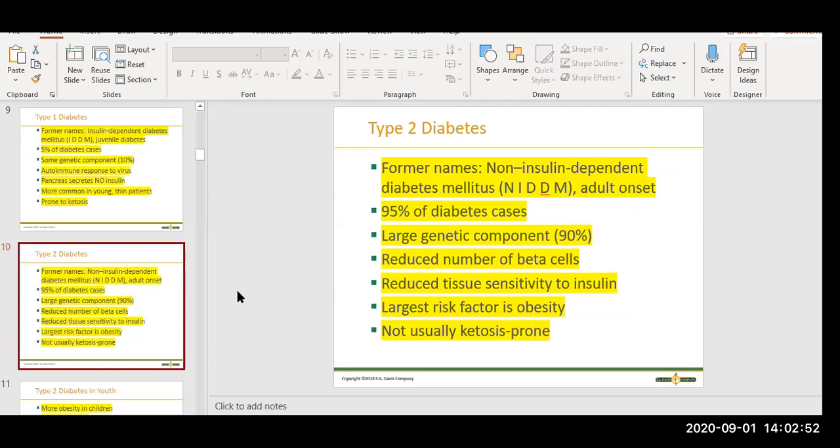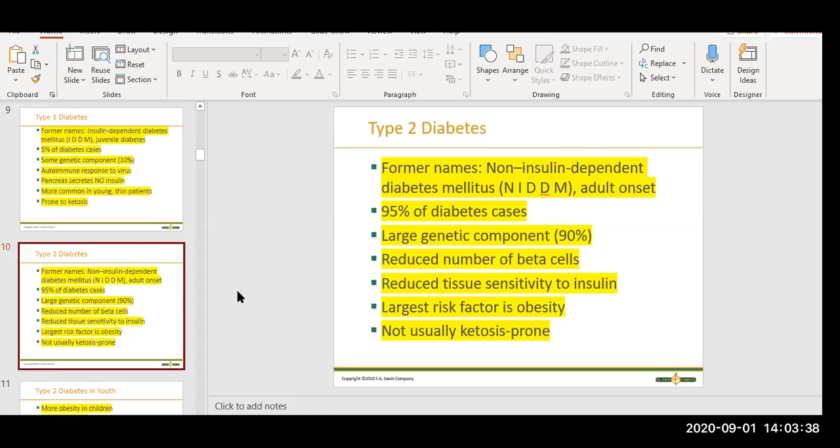All right. And then we have type 2. And that used to be called non-insulin dependent diabetes mellitus, NIDDM, adult onset. 95% of the people with diabetes have this. There is a genetic component. It runs in families, but obesity runs in families too, right? They sometimes have a reduced number of beta cells, and the beta cells are the ones in your pancreas that make insulin. And there's a reduced sensitivity to the insulin. The largest risk factor is being obese. I can't say that enough, the largest risk factor. We're not talking about chubby, we're talking about obesity. In other words, 20% or greater over the recommended weight for the body frame, okay?